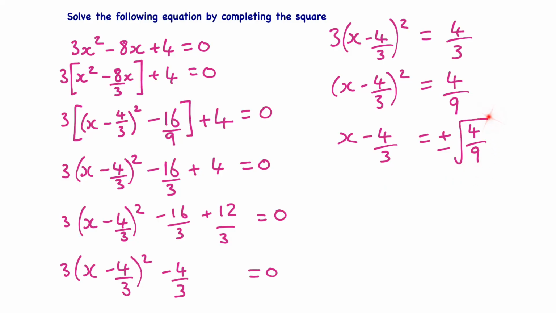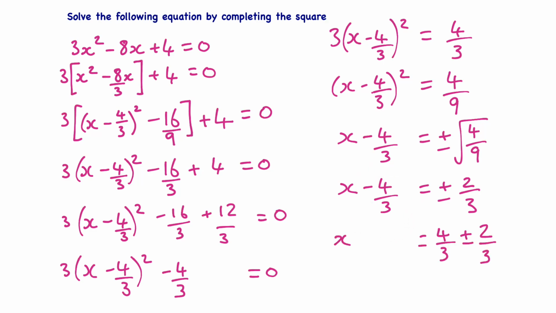You can simplify this because you know the square root of 4 and the square root of 9. And then from that stage, you add 4 thirds to both sides. Then we have x is 4 thirds plus 2 over 3, and 4 thirds minus 2 over 3, so that gives us our answers of 2 and 2 thirds.